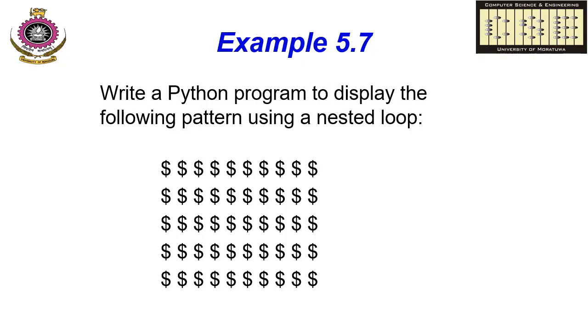Let's look at an example where we can employ nested loops. The requirement is to write a program to display the following pattern using a nested loop. So we have dollar signs. How many dollar signs in a row? 10 dollar signs, and we need to have 5 rows like that. We will look at how to implement this program using nested loops.